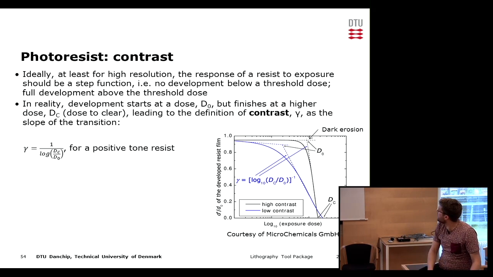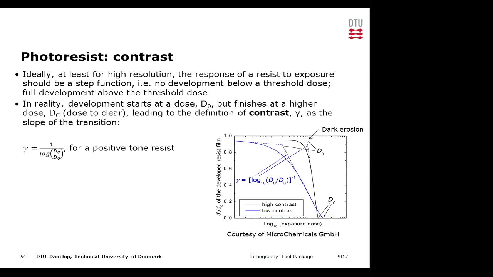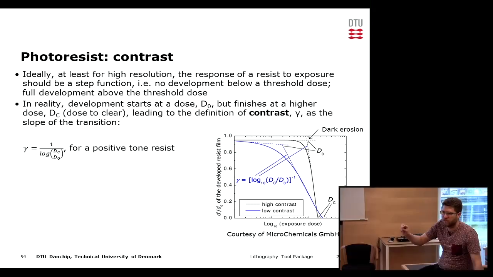Actually, you can also see dark erosion in this graph. What we are seeing here on the graph is the thickness after development divided by the nominal thickness. So if we measure the thickness before development, and then we develop even without any dose at all, and measure the thickness again, there is sometimes a difference because of the dark erosion of the unexposed resist.